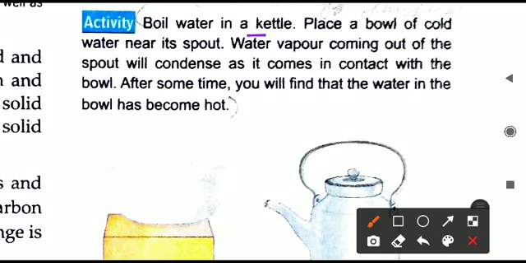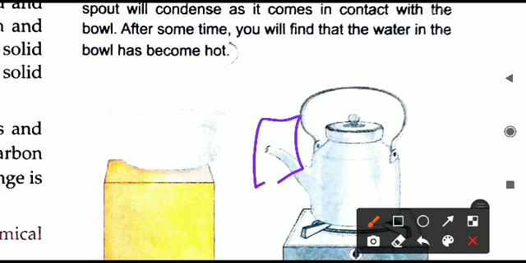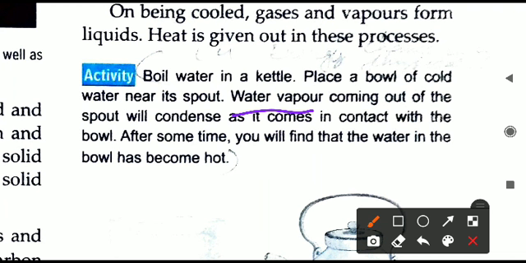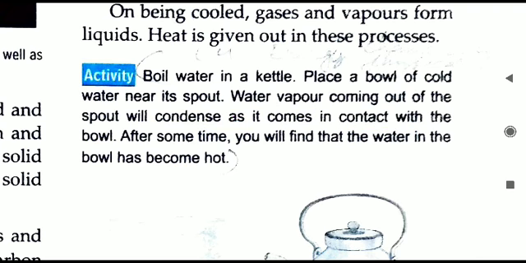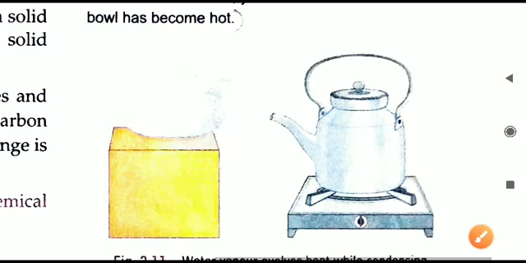Here is an activity related to this. You have to take a kettle and boil some water in it. Then we place a bowl of cold water near the spout. The water vapor coming out of the spout, because water is boiling inside the kettle, will condense as it comes in contact with the bowl, and after some time we will find all the water vapor condensed on the bowl. It will convert all the water available in the bowl into hot water. So that is a small activity.